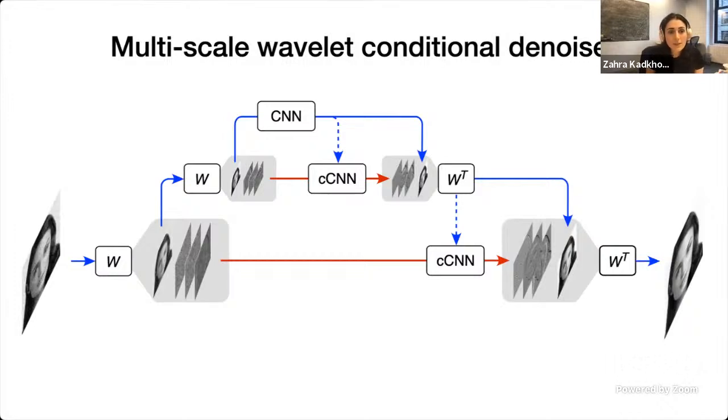So first, the noisy image is fed to the network, and it's decomposed into channels by a wavelet transform recursively. And then each of these channels is denoised and combined using the inverse transform in the second half in order to produce the final denoised image. All right, so this is how we can build a multi-scale wavelet conditional denoiser with a Markov property enforced.